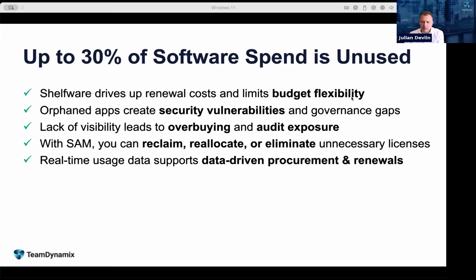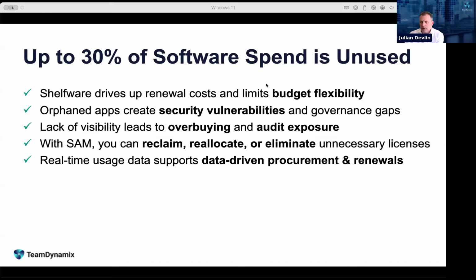And again, with all of this, if you have a complete lack of visibility, then you don't really have a choice but to end up overbuying. And the more you're buying, the more that is there within the environment at all, the more you may have an audit exposure.